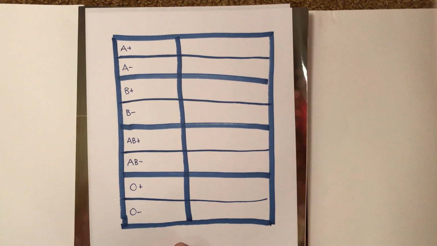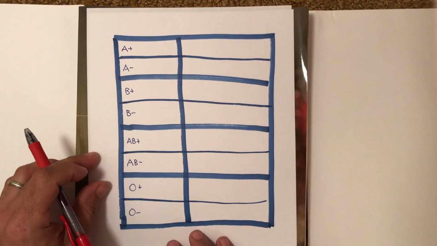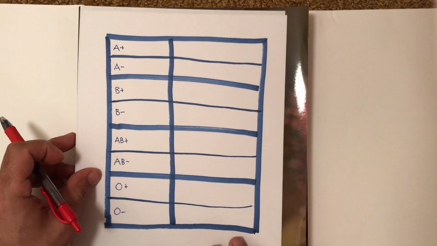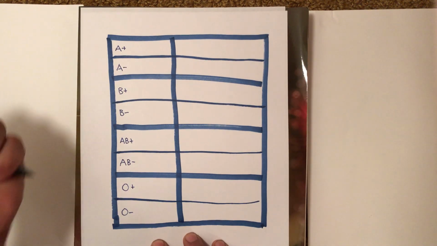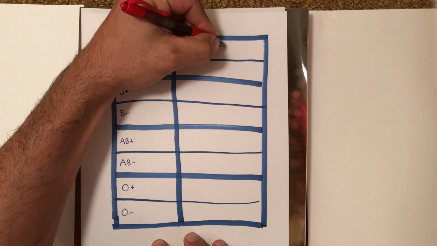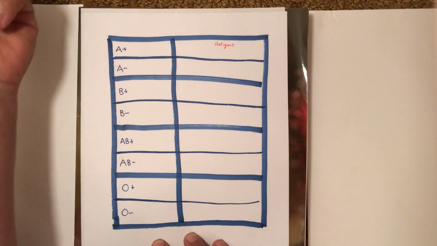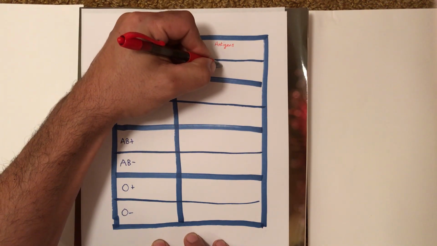Now, the next thing we should do is get some definitions down, or just sort of explain some terms that will come up. For example, what are antigens? What are antibodies? What is agglutination? And so let's just put that over here. Antigens. What are antigens? What are antibodies?